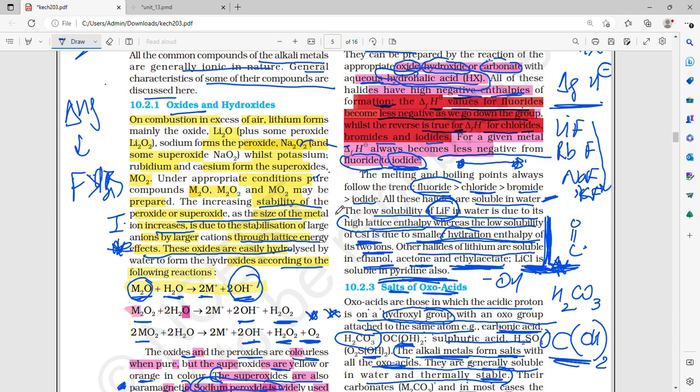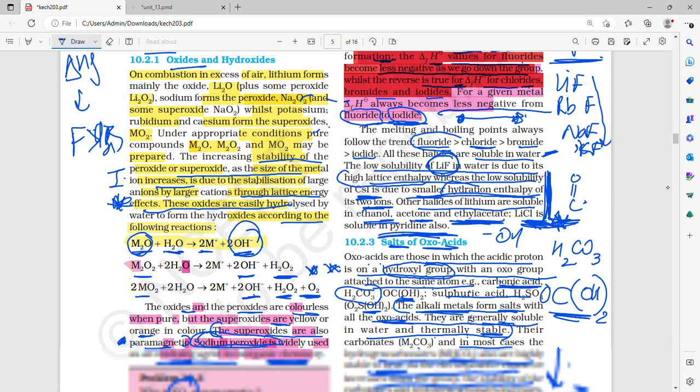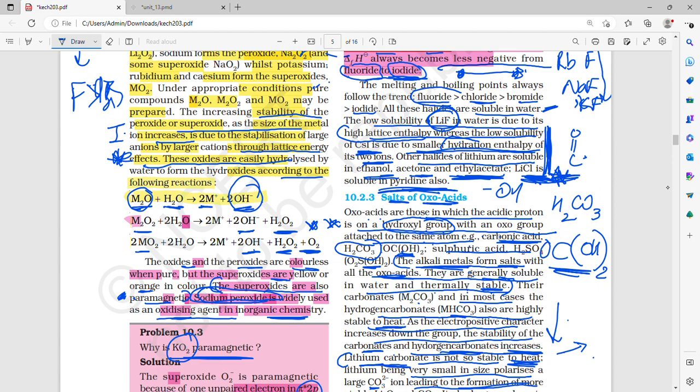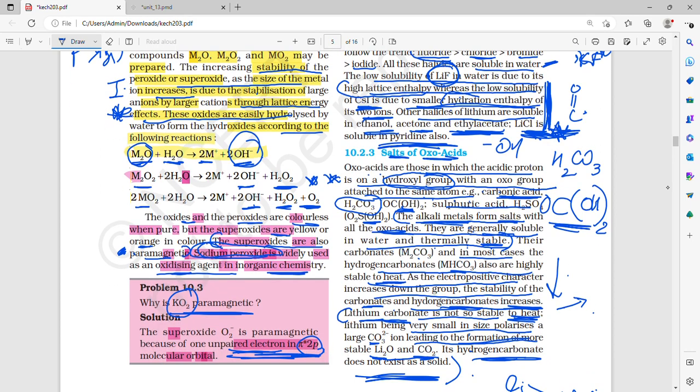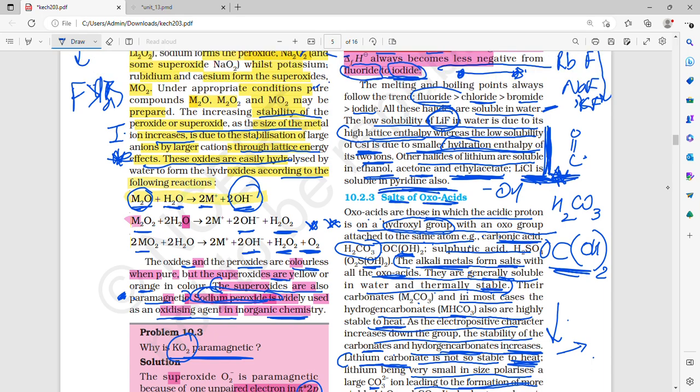Now, melting and boiling points always follow the trend. That is, fluoride has the highest melting and boiling point, then chloride, then bromide, then iodide. For alkali metals, all these halides are soluble in water. The least soluble ones are lithium fluoride, due to its high lattice enthalpy, whereas the low solubility of cesium iodide is due to the smaller hydration enthalpy of its two ions.